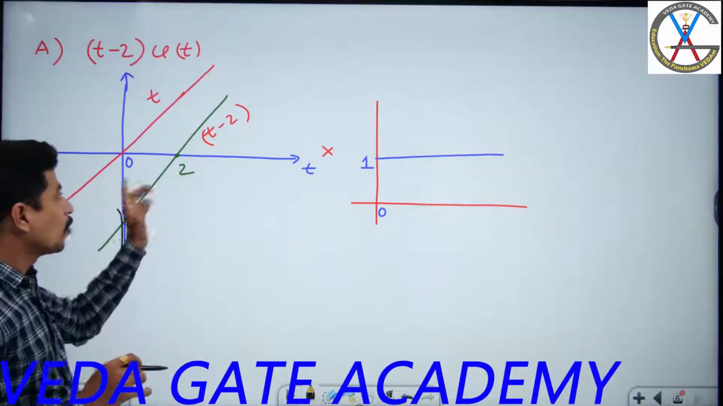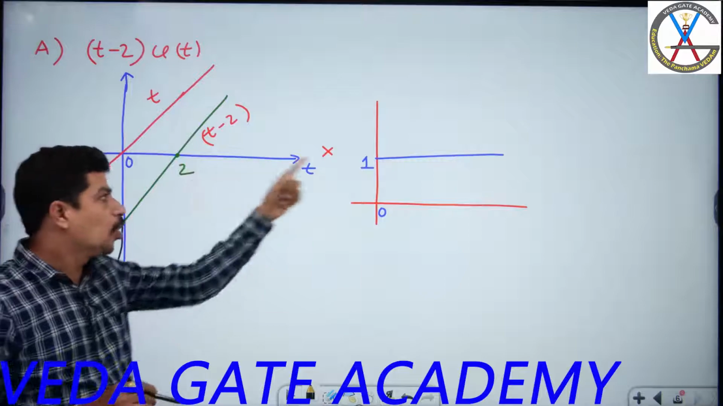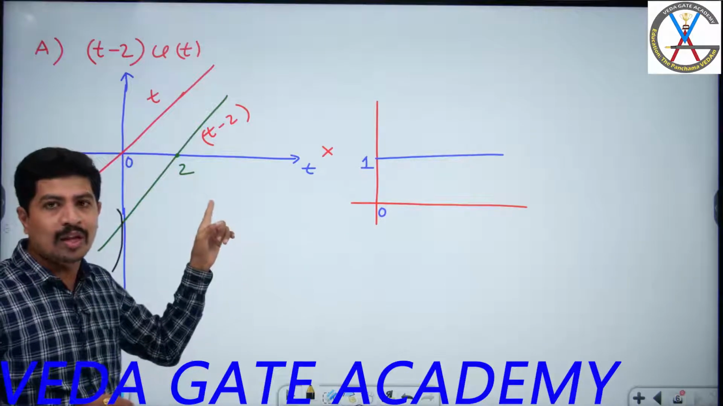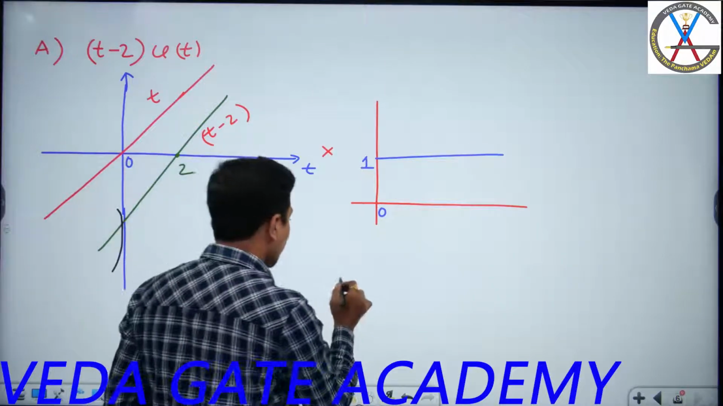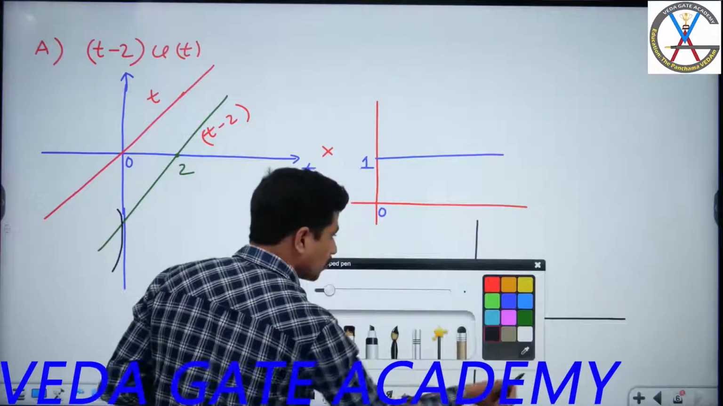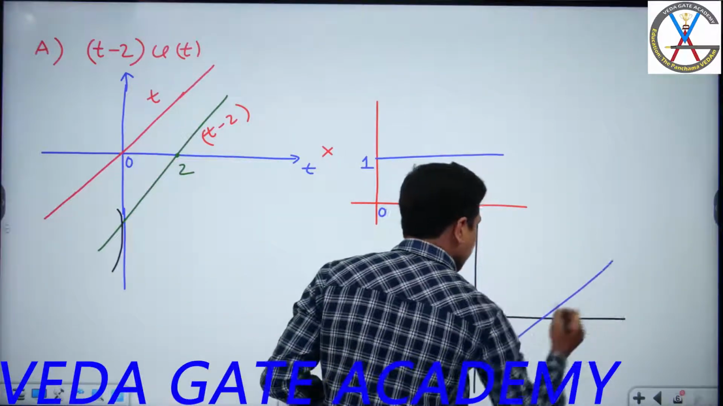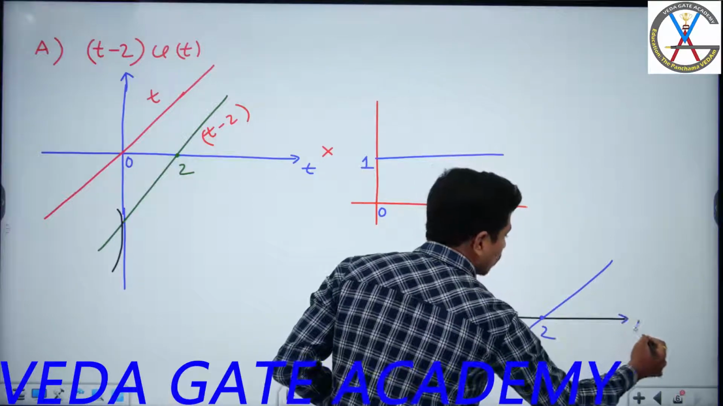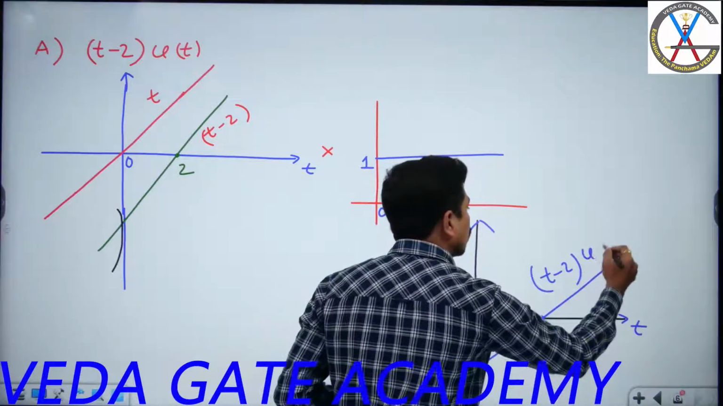So what am I going to get? Observe this green color waveform. This is T minus 2 into 1. We are going to get the same blue color waveform from 0 onwards. Before 0 it is going to be 0. We are getting it like this. So this is the answer. This is 2, this is T. This is the signal for T minus 2 into U of t.